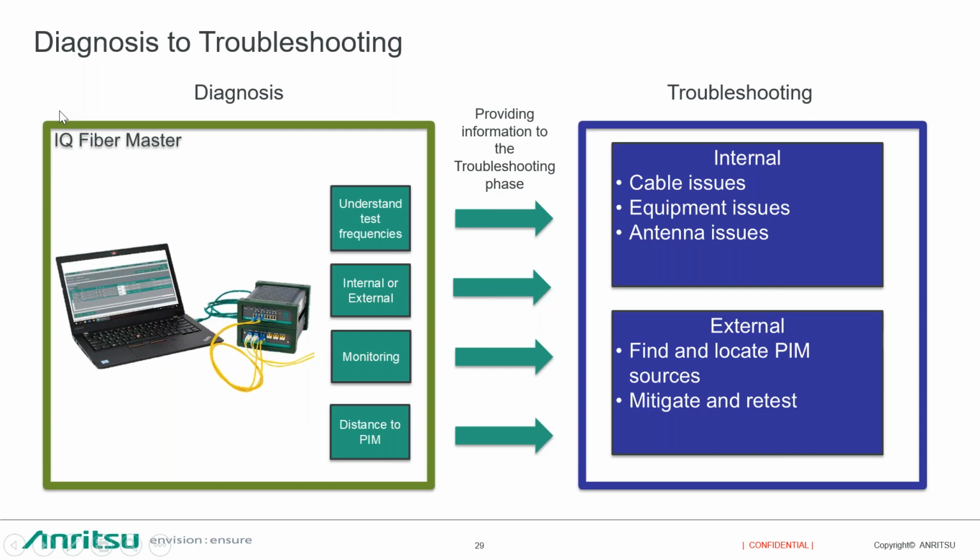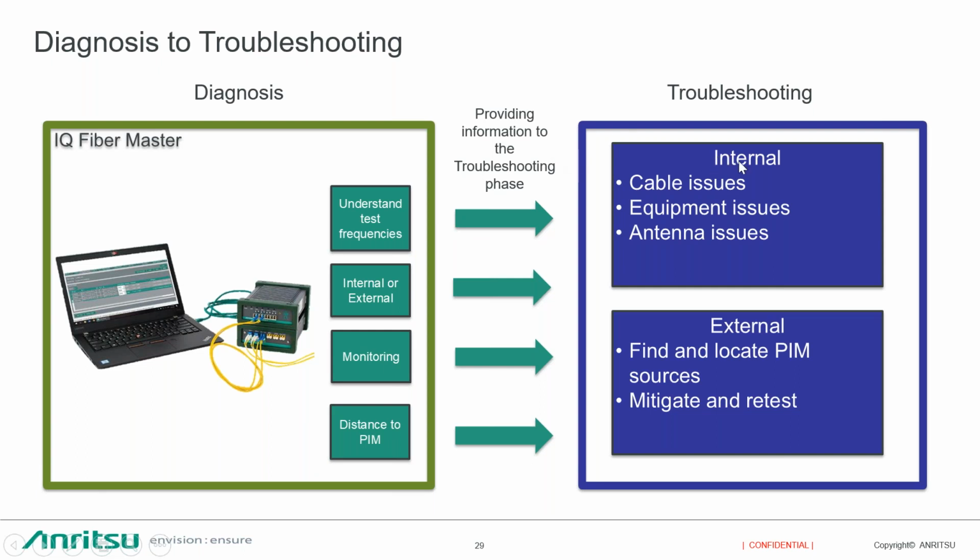So in this graphic here, I've broken out the flow into the diagnosis phase and troubleshooting phase. We just went through a whole diagnosis phase where we understood the frequencies that are causing PIM, whether it's internal or external, and so on. We've been able to monitor it. If you have access to the antenna, we've been able to do a distance to PIM calibration. We can now provide all of this information to that whole troubleshooting phase.